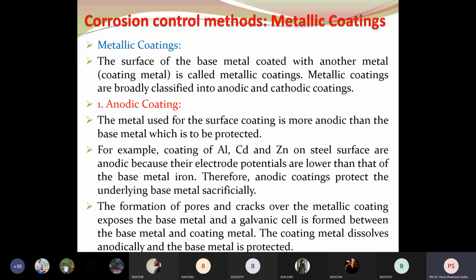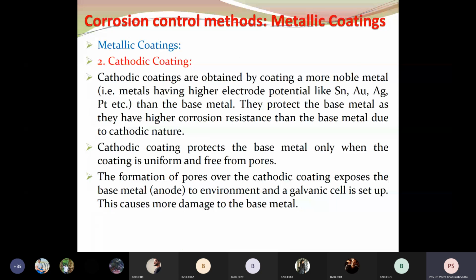So another one is the cathodic coating. In the case of cathodic coating, you obtain coatings with more noble metals. That means the metals having higher electrode potentials like gold, silver, platinum, tin, etc. So it has higher electrode potential than the base metal.